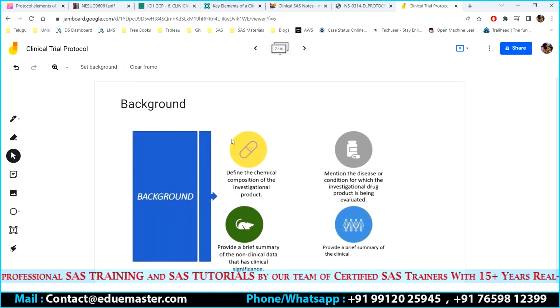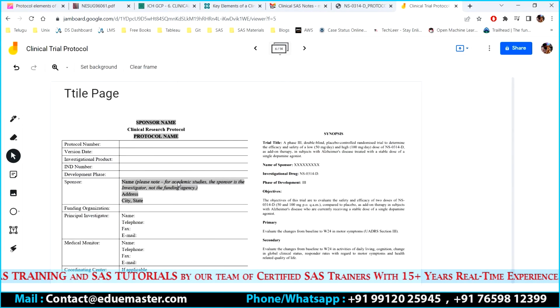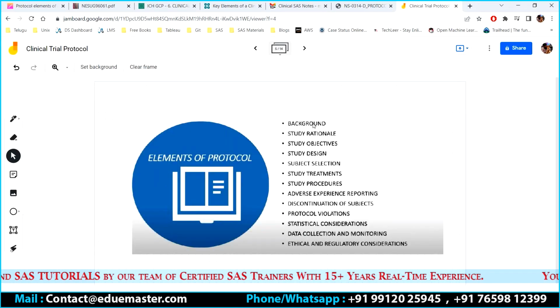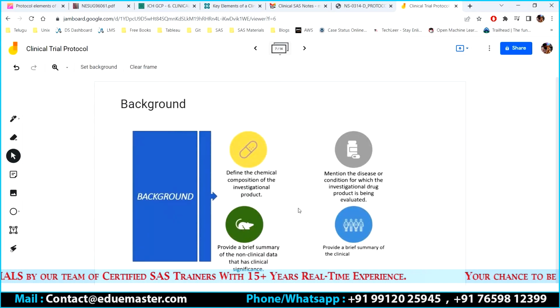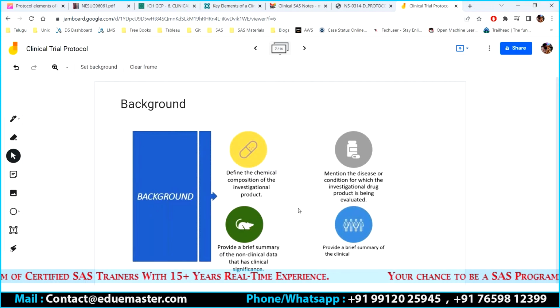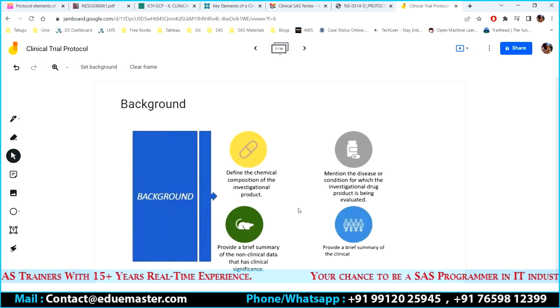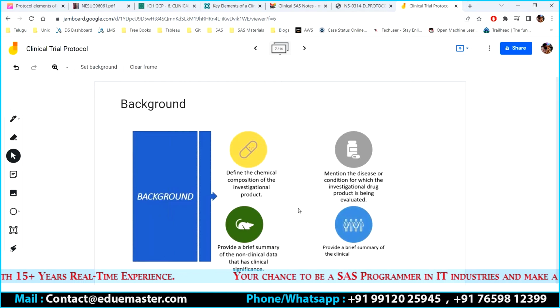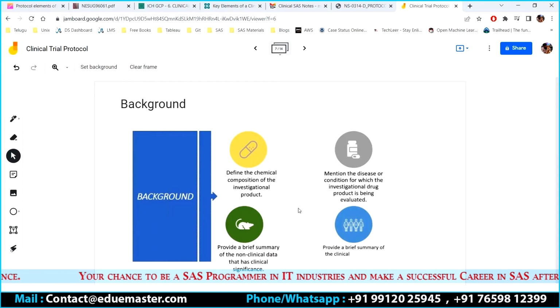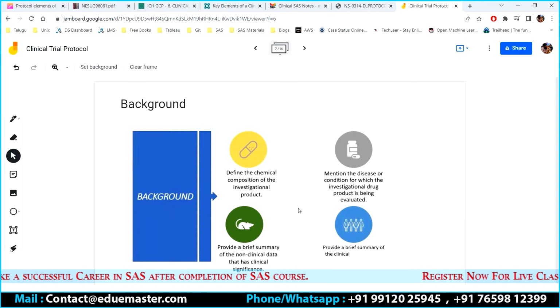Right. Background. Because the second element that we are going to talk about here is going to be background. So what is the background of this particular one? Under the background, 4 things we are going to concentrate on. What is the drug composition? Whatever the drug that we are going to take, what is the composition of that? Most of the drugs are not a single medicine, not a single chemical composition. There are going to be more than one composition.